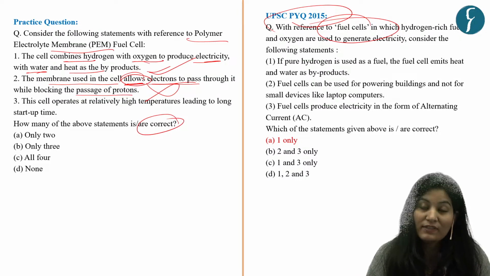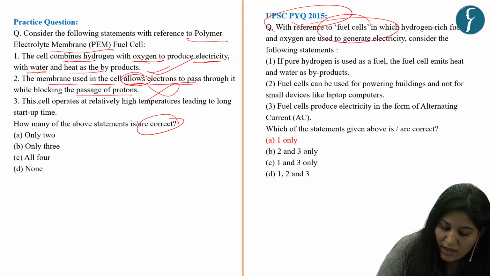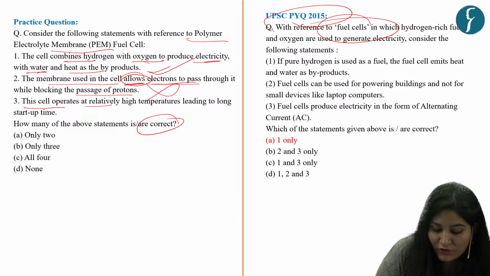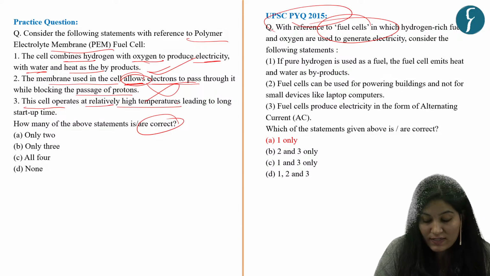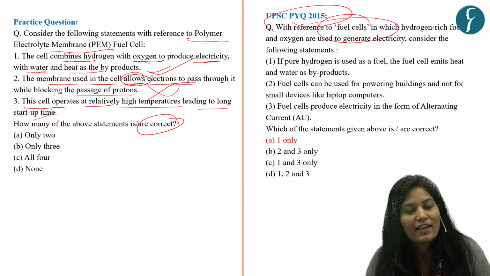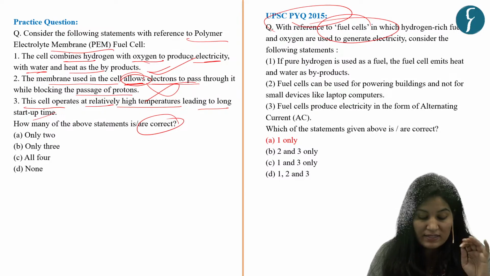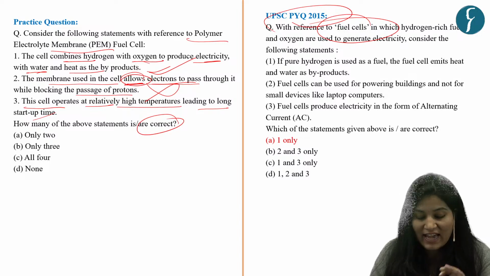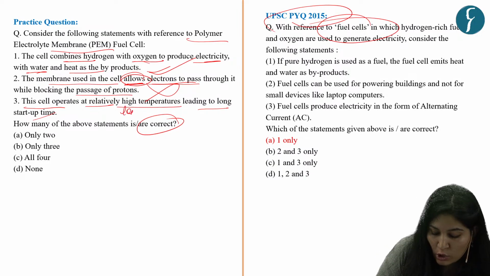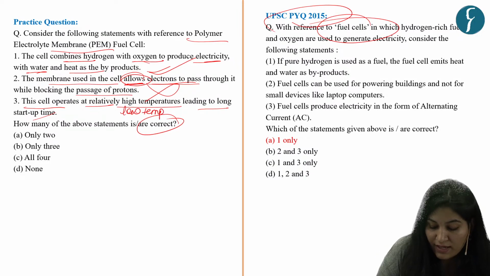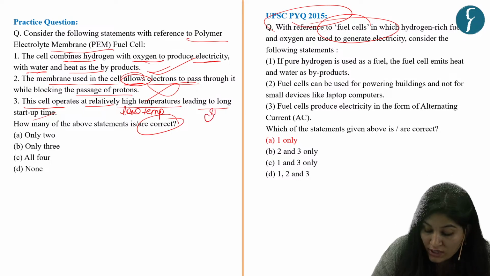Now let's come to the third statement. This cell operates at relatively high temperatures, leading to long startup time. Again, this statement is incorrect. Why? Because this cell operates at relatively low temperature, leading to short startup time.